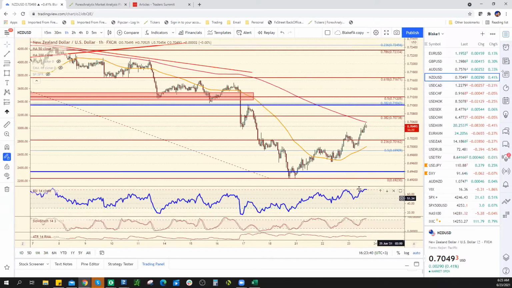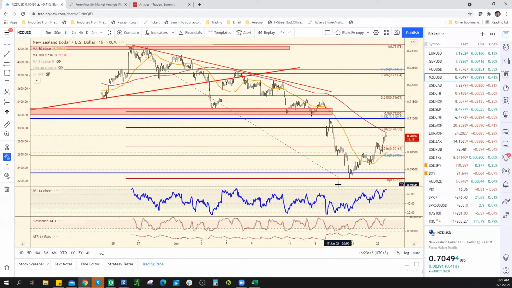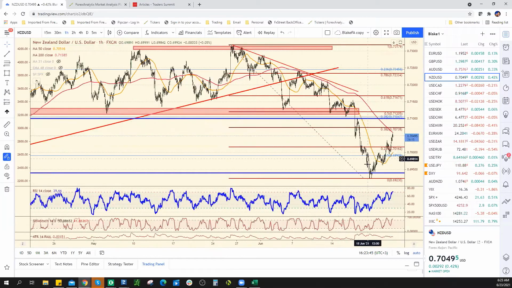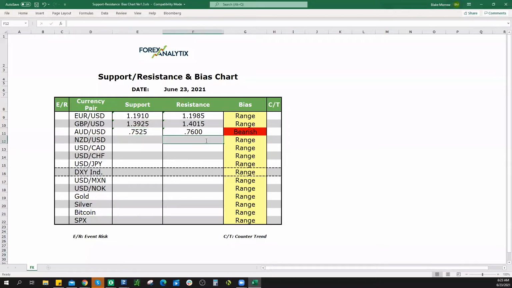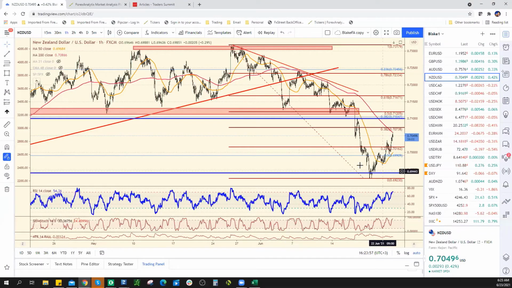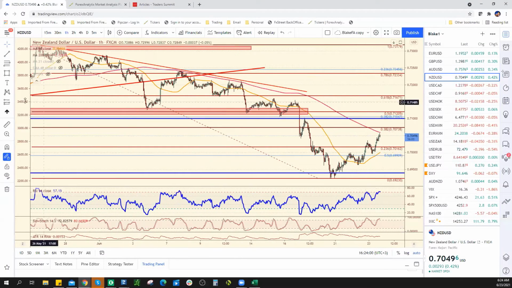Kiwi. The Kiwi is almost at the 38% retracement. It comes in at 70.73, so I'm going to write down 70.75. Support will be right here. It's very key support. Basically, it's at 70 cents.